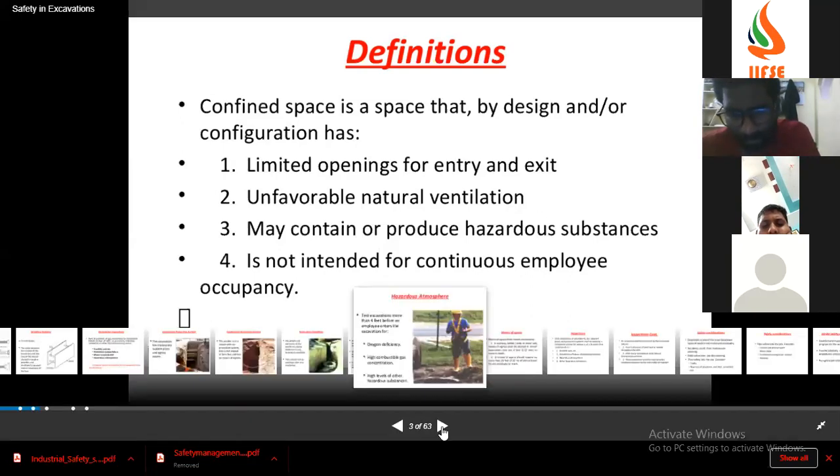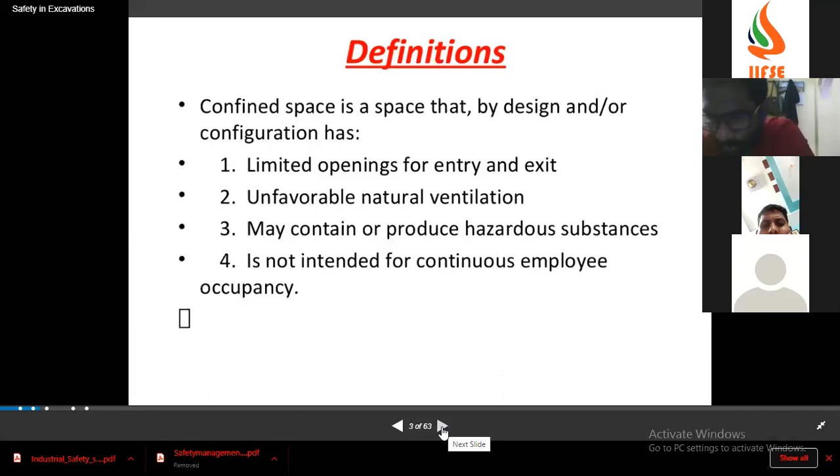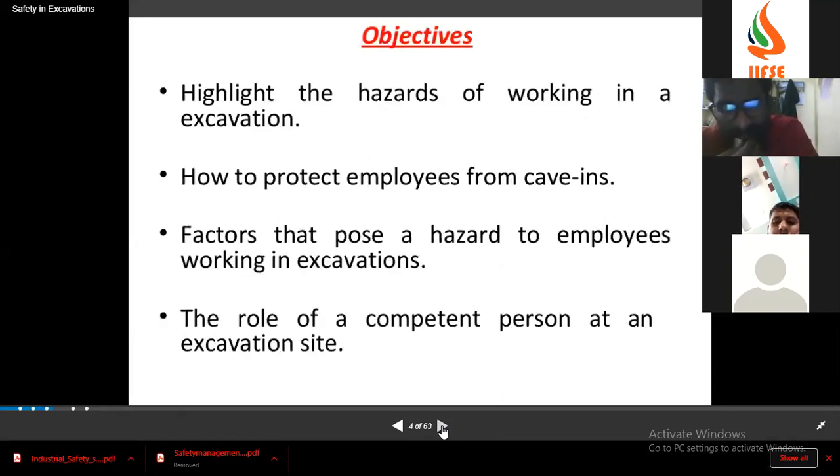So if anyone asks you in an interview, or people who are new to the topic, what will you say? A confined space is a space that has limited opening for entry and exit, has no natural ventilation, has gases, and has chances of hazards. Okay. So coming to objectives.